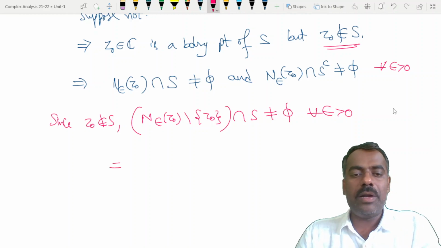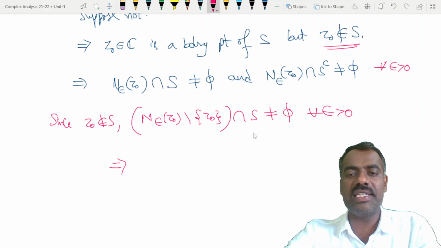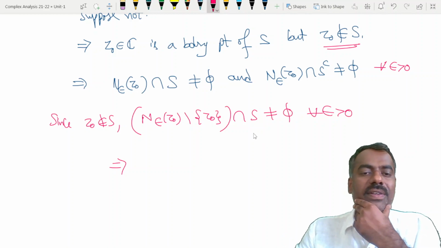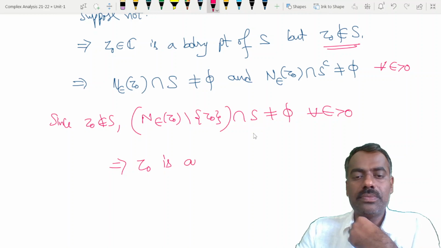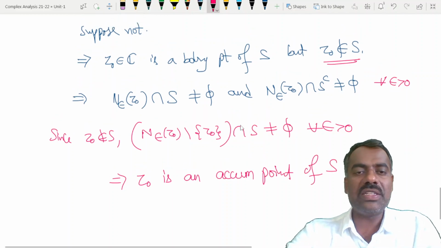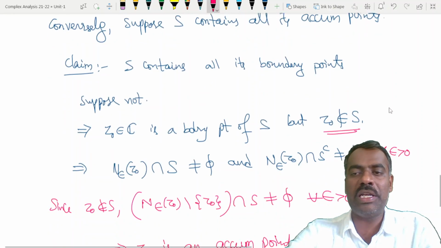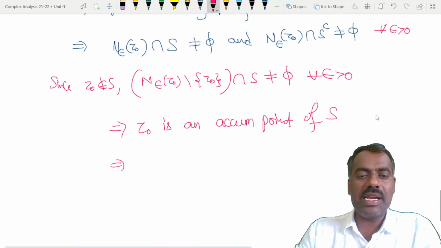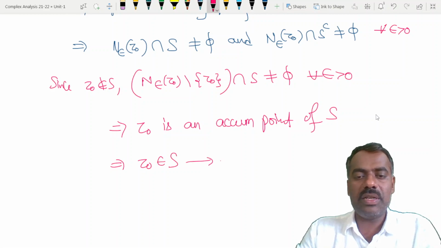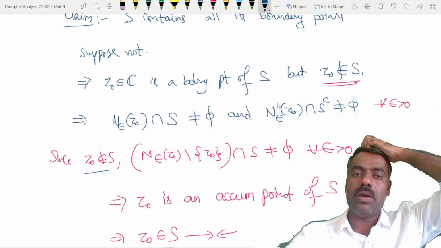By this, what is the definition? Whenever Z naught satisfies this condition, what can we say about Z naught? Z naught is an accumulation point of S. But what is our assumption? Conversely, we have assumed that S contains all its accumulation points. That means Z naught should belong to S, which is a contradiction to our supposition, right? Yes or no?